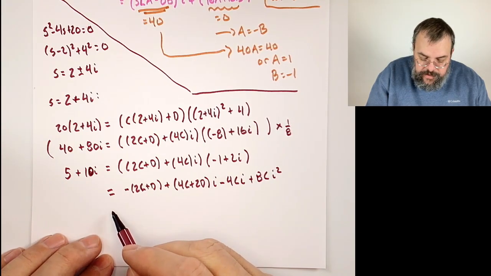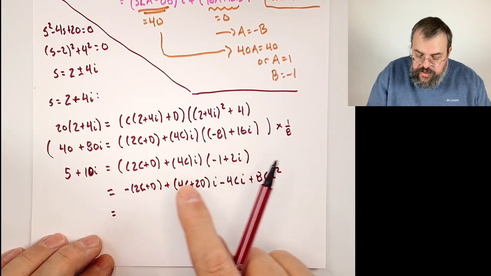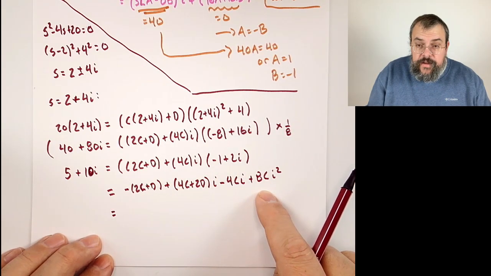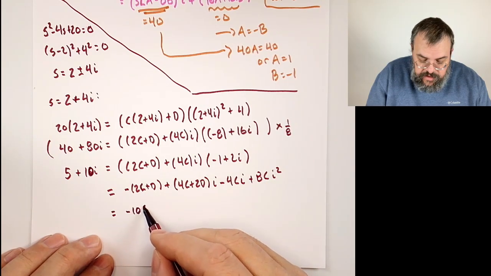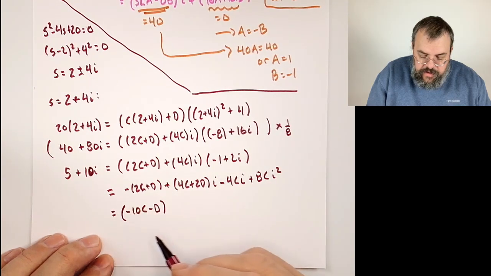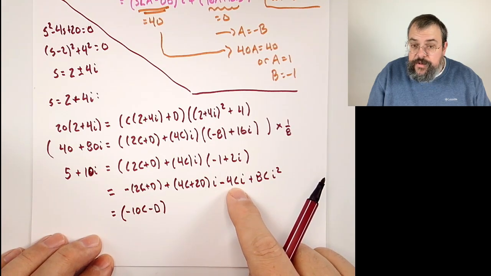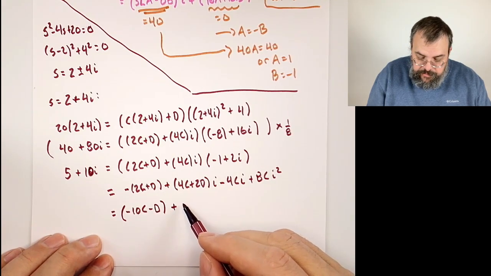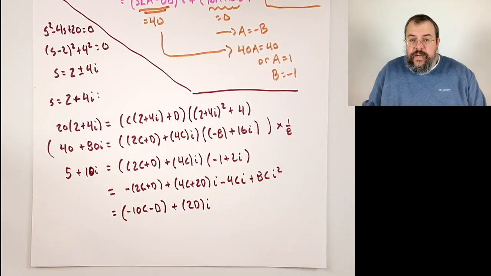Well, we have the real part is minus 2c minus d minus 8c, because i squared is minus 1. So minus 10c minus d. And the imaginary part, 4c plus 2d subtract 4c, so plus 2di. And now we do our matching game.